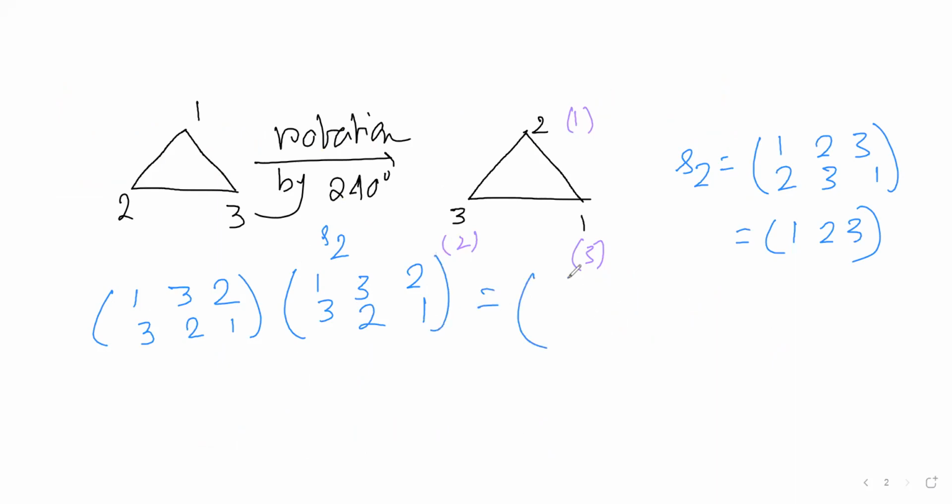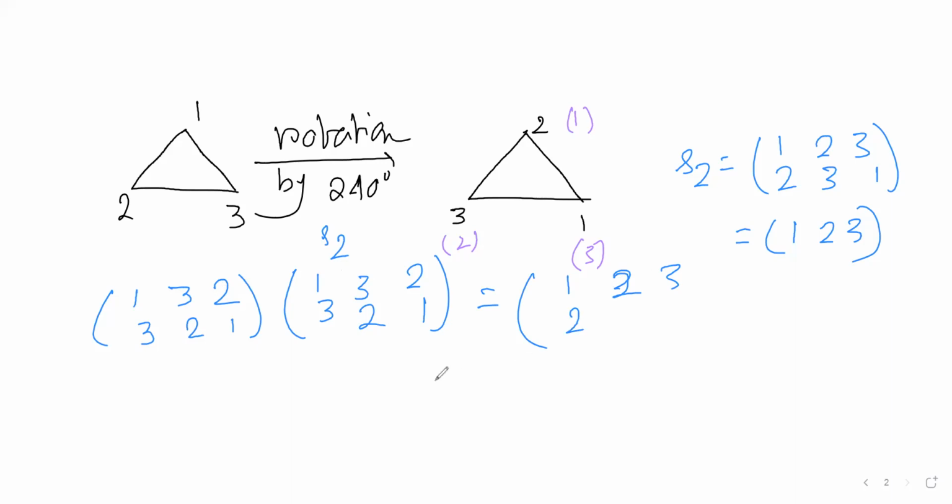Then what will I get? So 1 goes to 3 here, and 3 goes to 2. So 1 goes to 2. This is the composition, right? I will explain it when I draw the picture again. You will get the geometric idea of how I do the composition here.